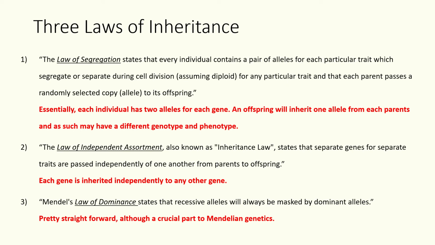The law of independent assortment, we already know. Each gene is inherited independently of any other gene. So they're not inherently linked in any other way. And law of dominance states that some traits will be dominant, some will be recessive, and those recessive traits will be masked by the dominant traits or alleles. So each individual gets two sets of each gene from their parents, and they could be two different alleles, and that every gene is inherited completely independently, and that dominant traits will overtake our recessive traits.